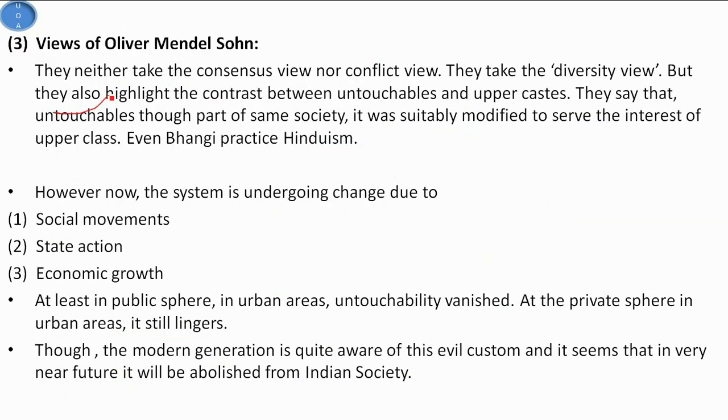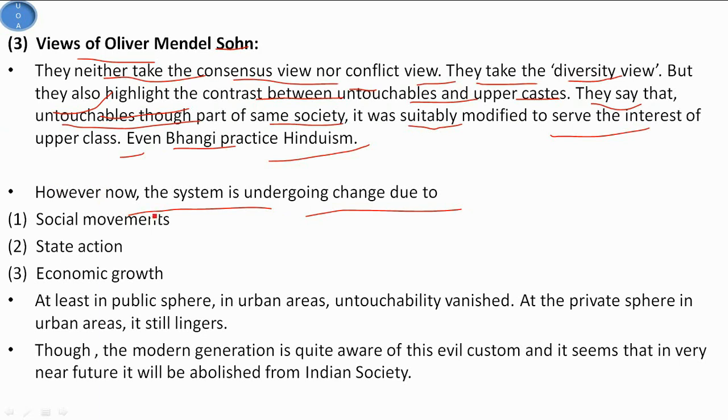Now we see the third view, that of Oliver Mendelsohn. Basically they take neither the consensus view nor the conflict view; they take the diversity view, but they also highlight the contrast between untouchables and the upper castes. They say that untouchables, though part of the same society, were suitably modified to serve the interests of the upper classes. Even Bhangis practiced Hinduism.